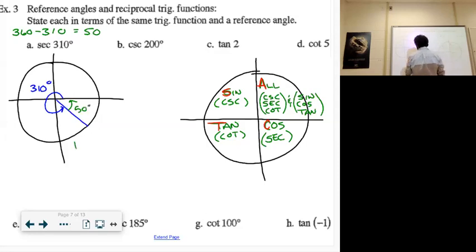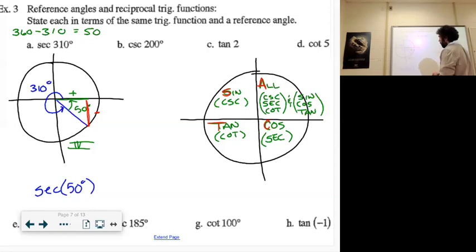I am in the fourth quadrant, so if I'm looking at a triangle, I have a negative vertical length and a positive horizontal length. Basically, I would be taking the secant of 50 degrees. I'm going to write that down right now: secant of 50 degrees. Then I need to make sure whether or not I need to adjust the positive or negative sign.